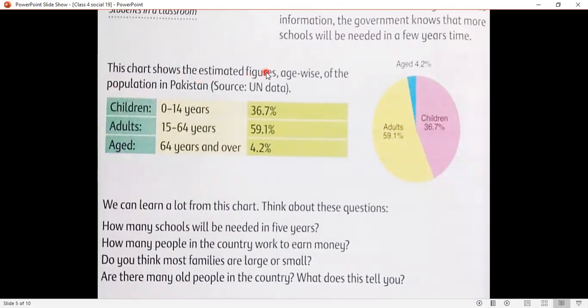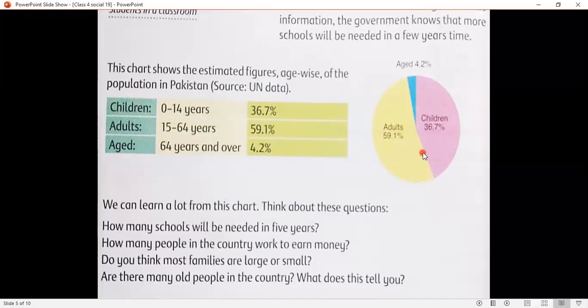This chart shows the estimated figures age-wise of the population in Pakistan. How many percent children are there? 36.7%. Children means whose age is between 0 to 14 years. And adults whose age is between 15 to 64 years, their percentage is 59.1%. And aged people, old people whose age is more than 64 years are 4.2%. Mean most of the people living in Pakistan are adults whose age is between 15 to 64 years.